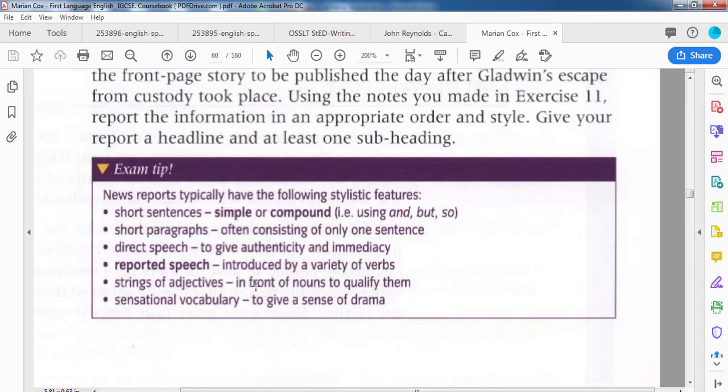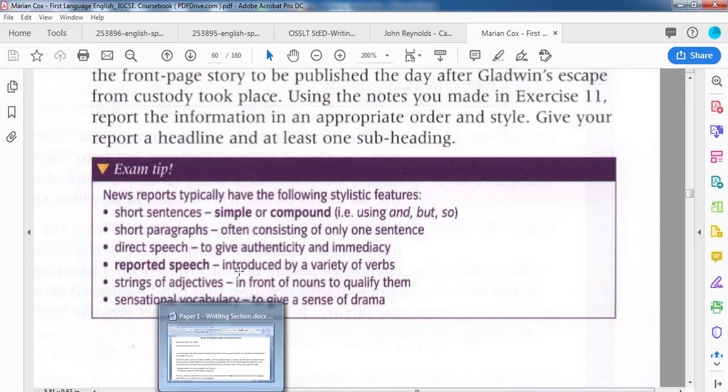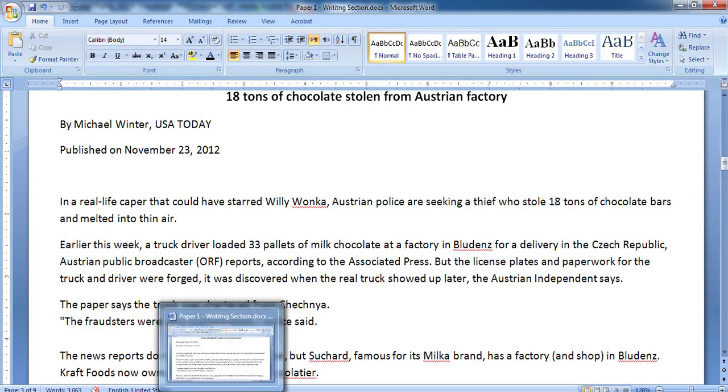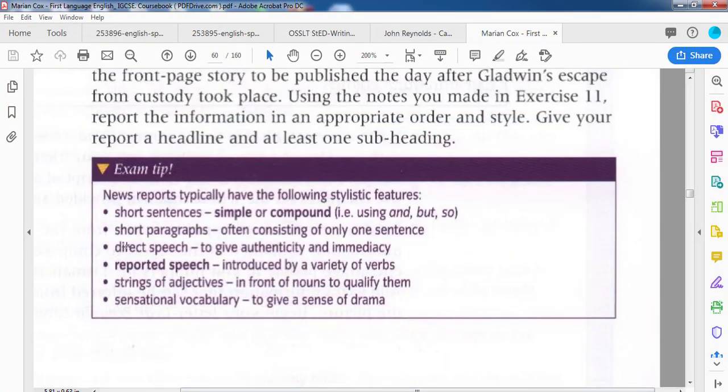Okay. And here, the newspaper report typically has the following stylistic features. It uses short sentences, simple or compound. They will use and, or, but, nor, so, for between the sentences. They are short paragraphs. Look, no more than 3 or 4 lines in each paragraph.